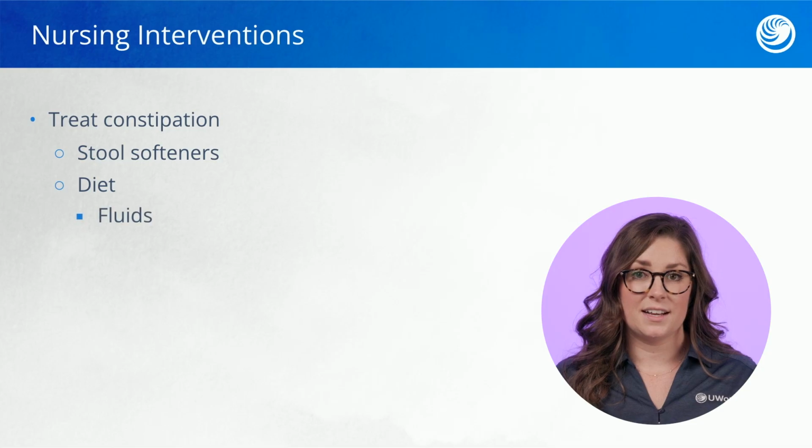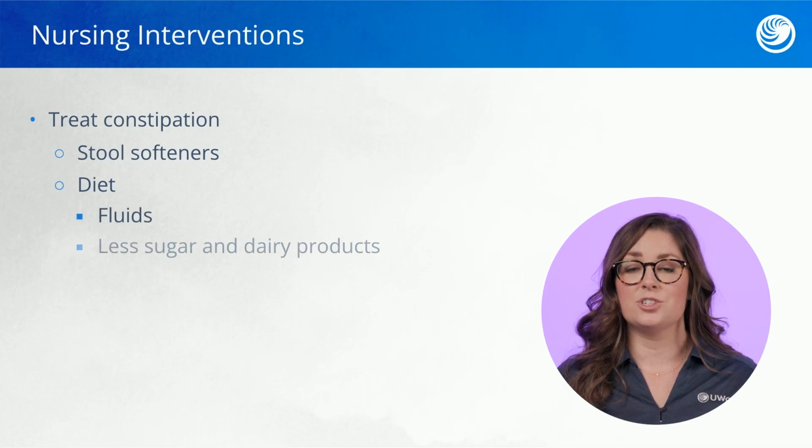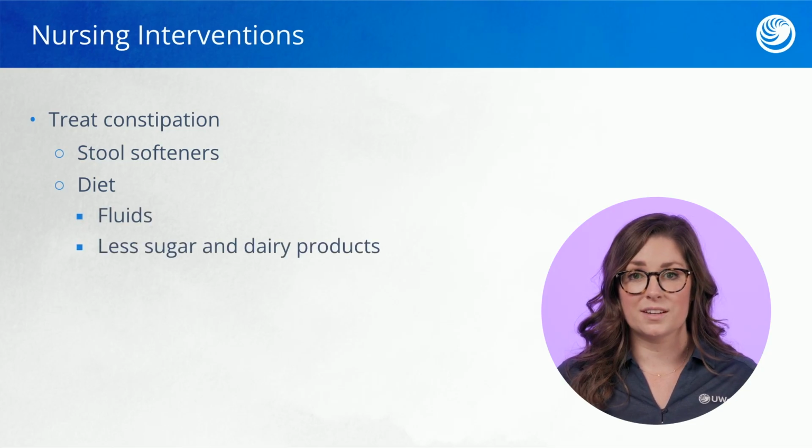Increasing fluid intake can help, decreasing the intake of high sugary foods or even dairy products. And of course, incorporating high fiber foods. This includes fruits that start with a P. Just remember, P is for poop, and that's what we want. So, fruits such as peaches, plums, prunes, or even pears.